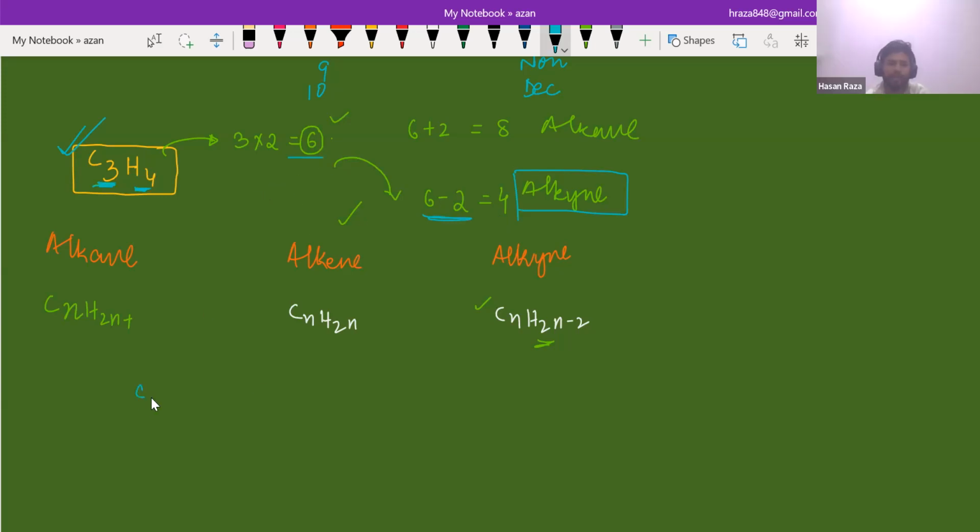This will be the case. C3H8: you can see the number of hydrogen is double the number of carbon plus 2. Is that clear? 3 into 2 plus 2, that is 8. So it will be alkane. If I write C3H6, you can see the number of hydrogen is just double the number of carbon. It is alkene. And if I write C3H4, the number of hydrogen is double the number of carbon minus 2. Then it is alkyne, right?